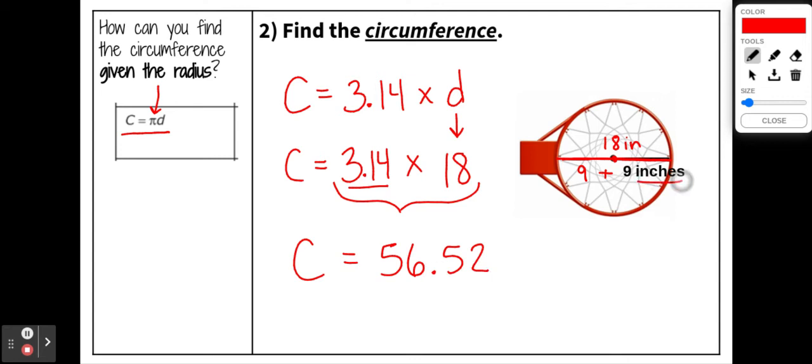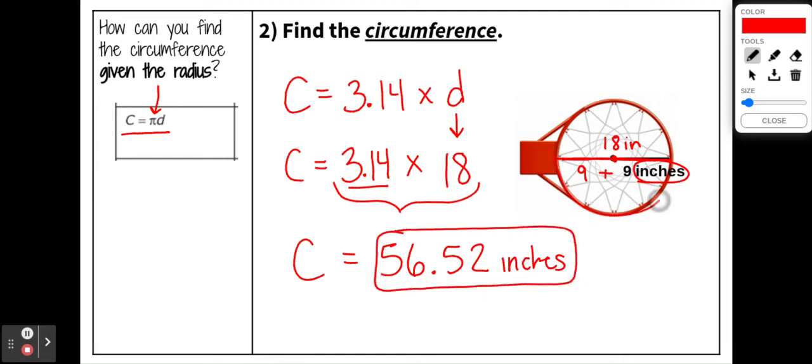And this is in inches. That's our label. So here we have inches. That is the distance around the outside, around the basketball hoop. There's our circumference.